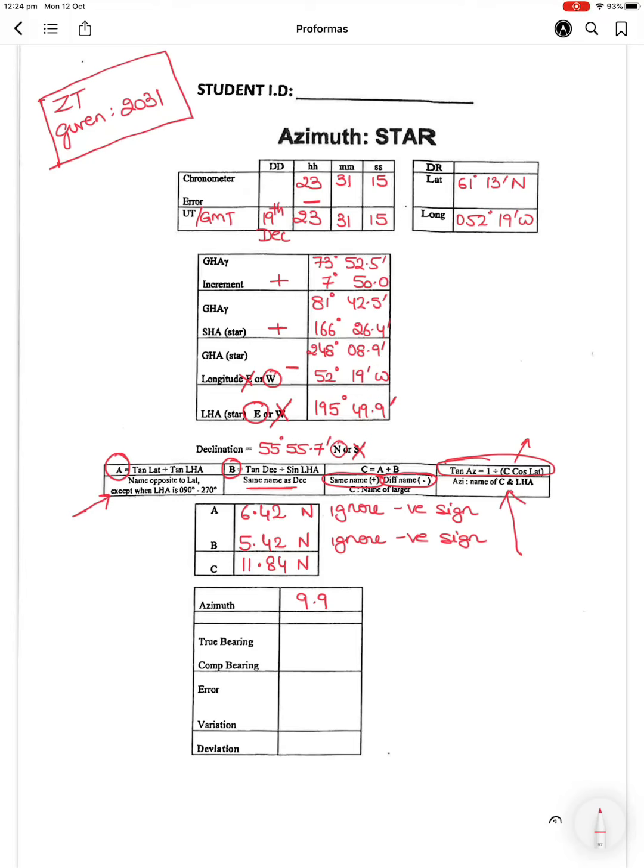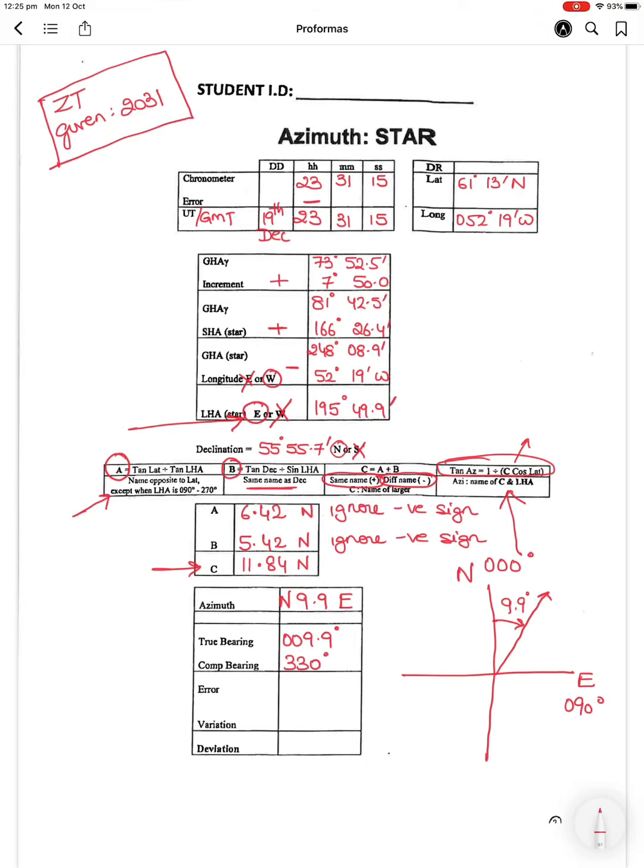Now how do you name the azimuth? Azimuth is named by the name of C and LHA. C is north, so you will name it north, and LHA is east. Remember I told you we'll use this information. Now north 9.9 east is the same as 9.9, because northeast is going 9.9 east from north. North is 000 degrees, east is 090 degrees. So if you are going 9.9 degrees from 000, it's still 9.9. So your true bearing is also 009.9. It's the same.